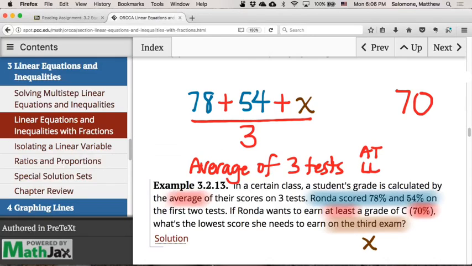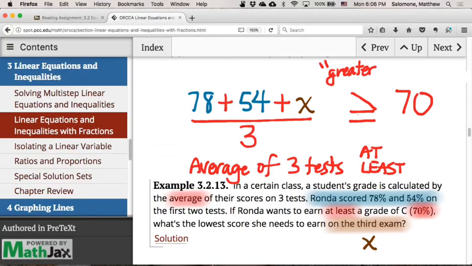Greater than or equal to, right. So when we say at least 70, we're allowing for the possibility that this number could be equal to 70, or it could be greater than 70. And so we'll use this symbol, which we also read as greater than or equal to.